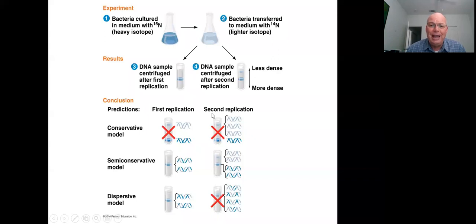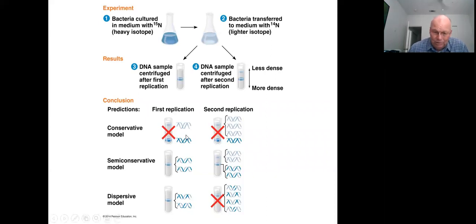Now they realized that they actually needed to let the E. coli replicate twice. In other words, copy their DNA twice. Because with a single round of copying, you could easily differentiate between conservative and not conservative. Because if it was conservative, you would get two bands of DNA, one representing the heavy DNA, the nitrogen-15, the original parental DNA, and one band representing the new DNA, which would be nitrogen-14 only.